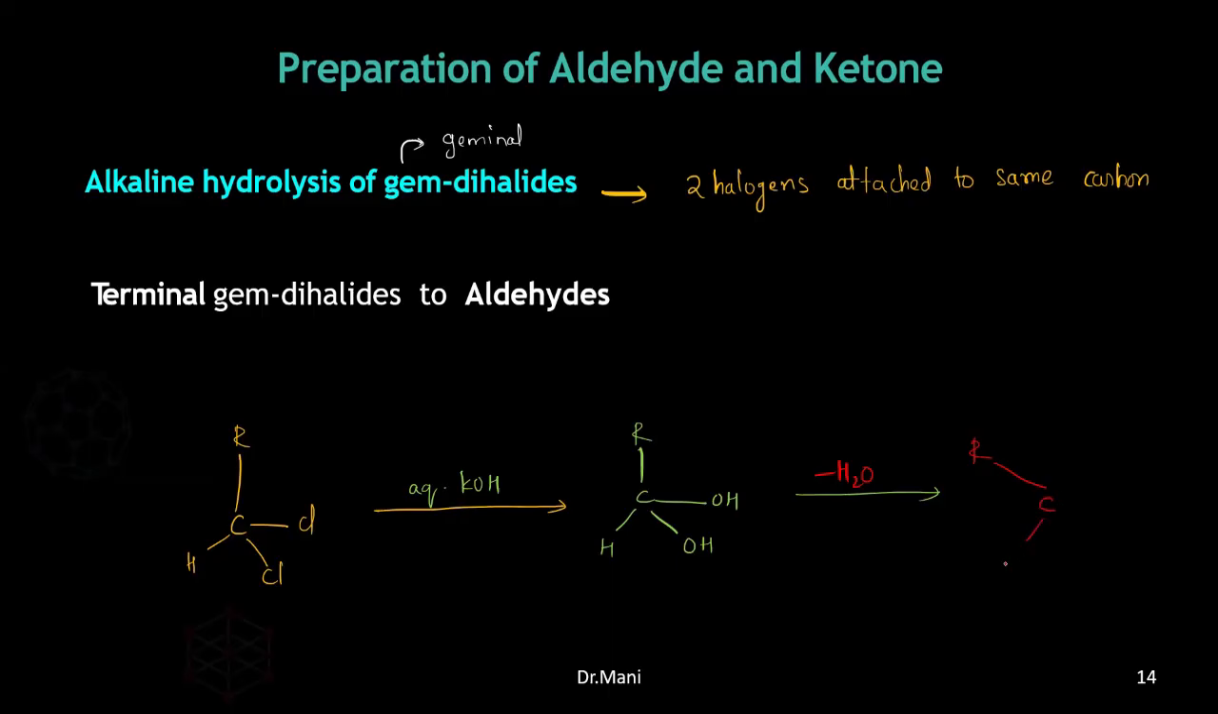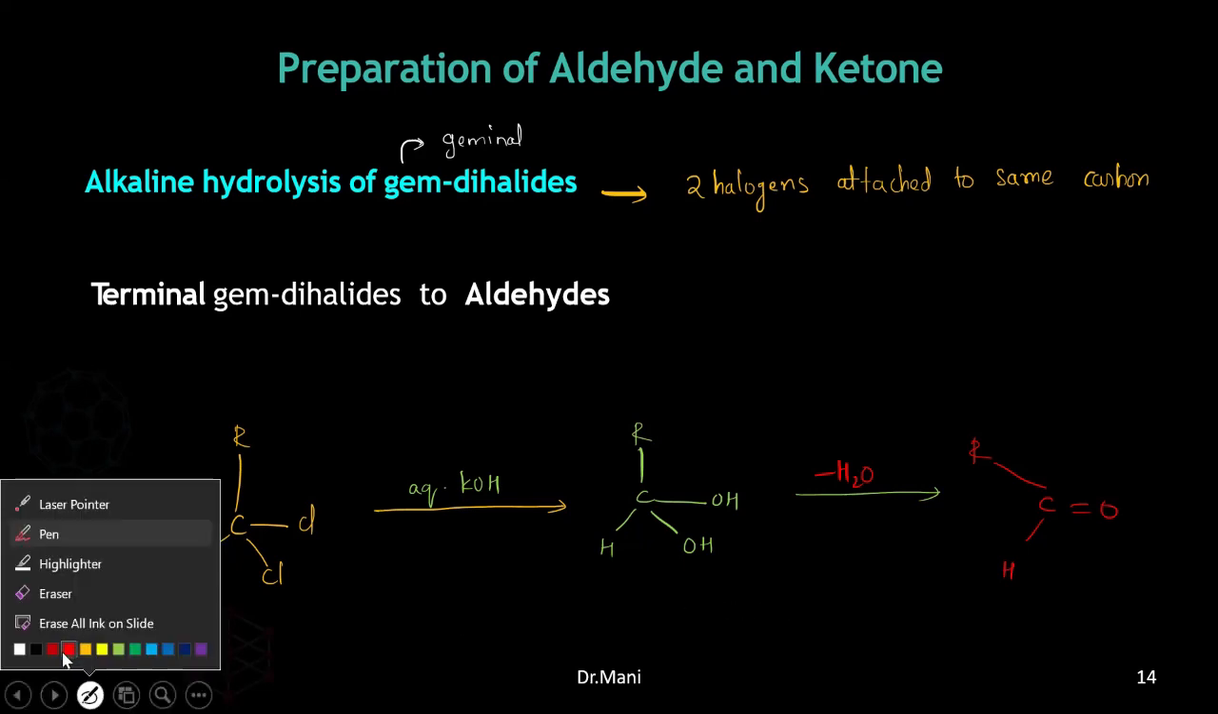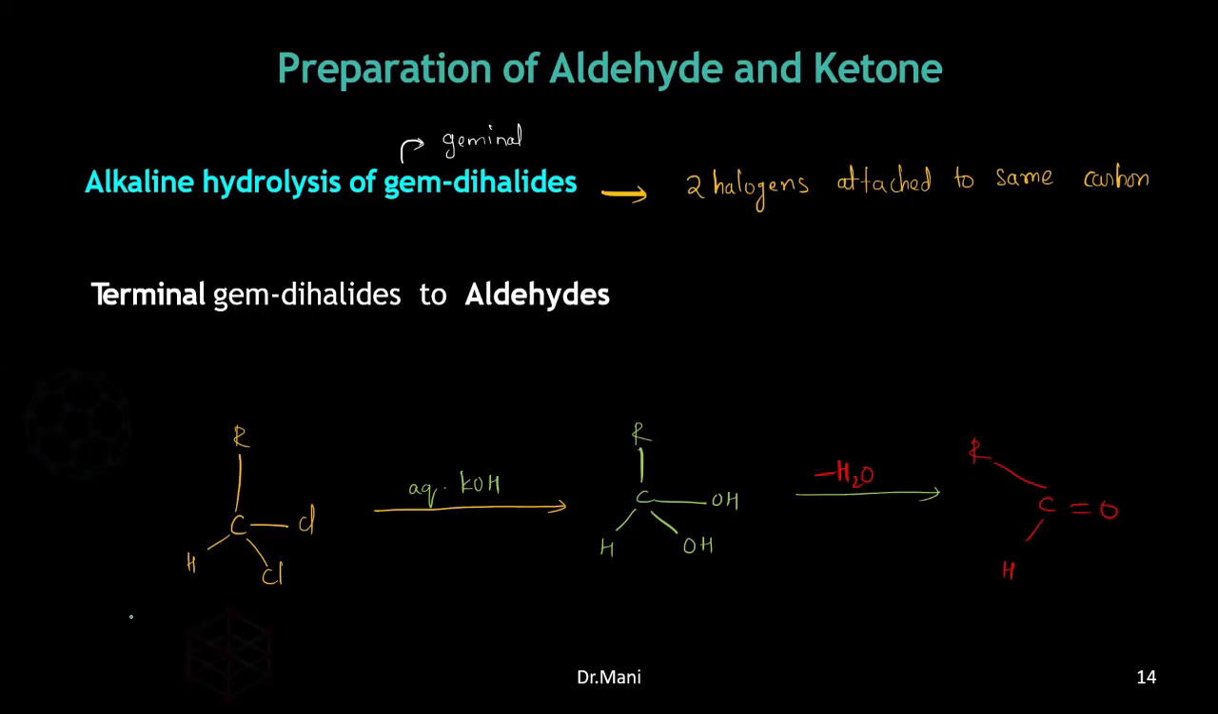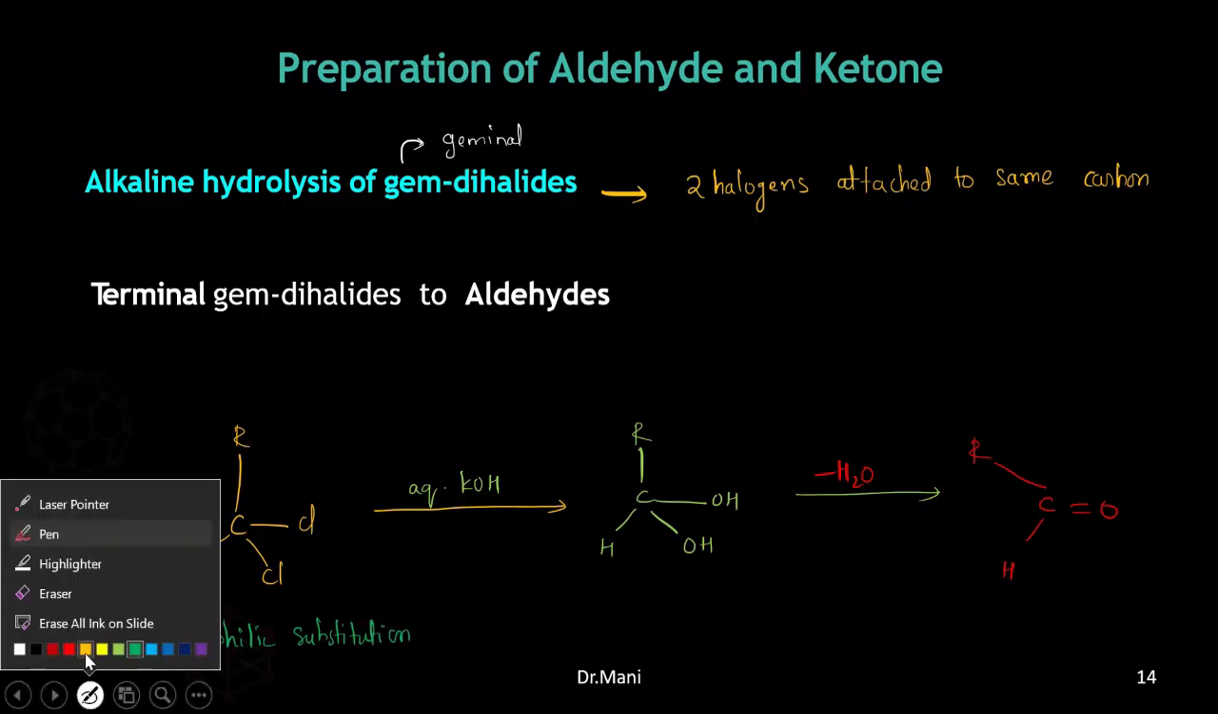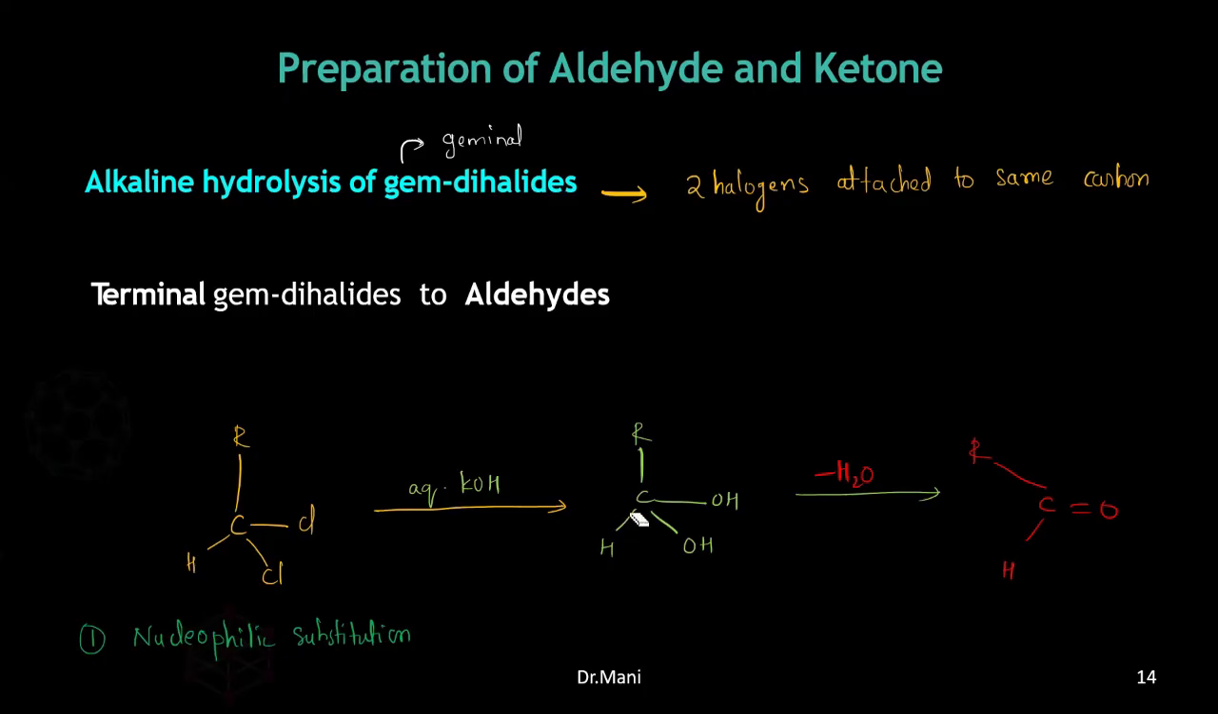So this step will have three things. I'm not explaining the mechanism in detail. The first thing that will happen is nucleophilic substitution. You guys know what nucleophilic substitution is, so I'll not explain it. This nucleophilic substitution results in the formation of an alcohol, that is nothing but the geminal dihydroxy compound. Again, geminal means the carbon is attached with two hydroxyl groups. So formation of the geminal diol will happen.